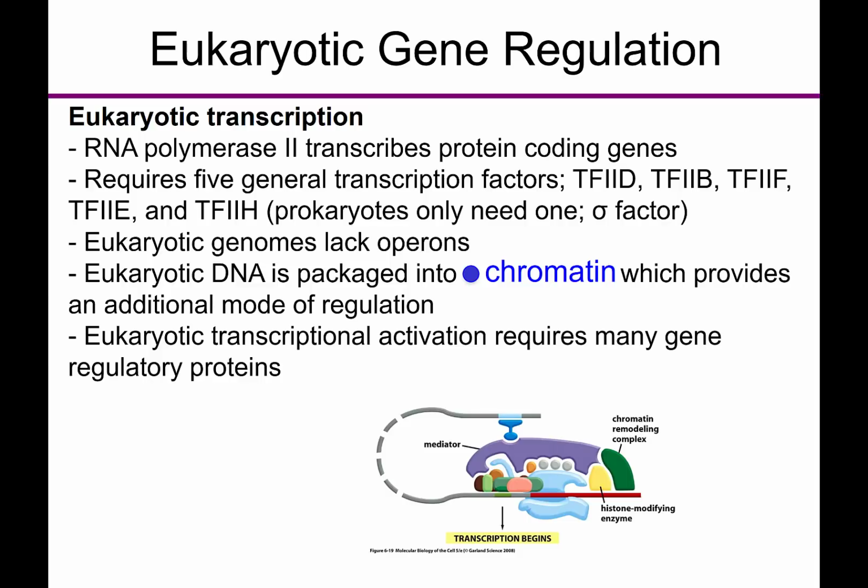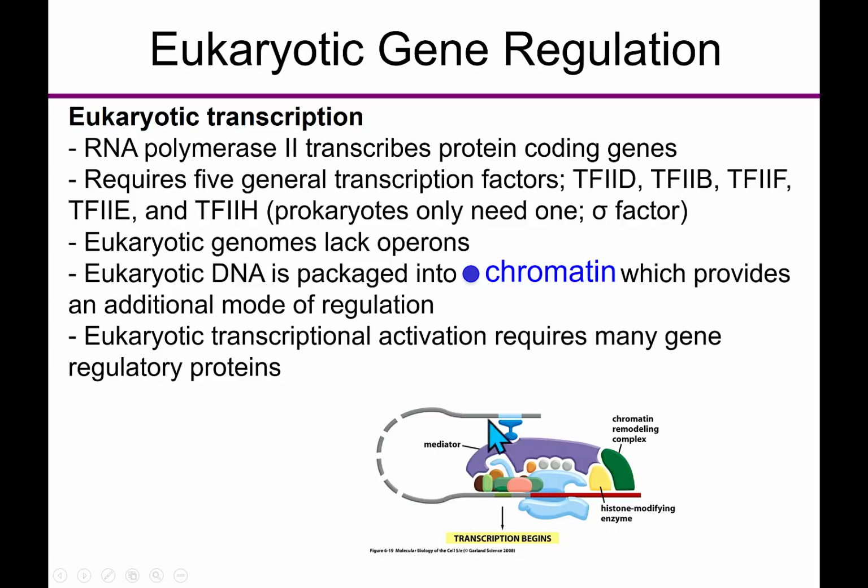Eukaryotic transcriptional activation requires many gene regulatory proteins, as in many transcription factors. And here's an example of an overall picture. You can see the line here representing the DNA. Now the DNA is not broken here, it's just really long. You can see that you can have this particular region, say, being the promoter, and then in red is maybe the transcriptional start site. You can see at the promoter, you have a lot of general transcription factors, the TF2Ds, etc. You have the RNA polymerase on here. You can see the C-terminal domain tail.